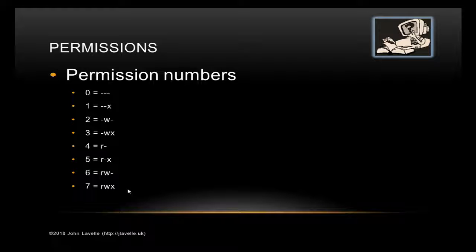One of the big problems that people make is they think, well, we'll just make everything 777. Well, that allows everybody in the world and his wife to change the file. This is basically how Windows is set up, and this is why there's so many problems with viruses, Trojans, and people deleting things that they shouldn't do. So it's a good idea to make sure that your file permissions are correct.